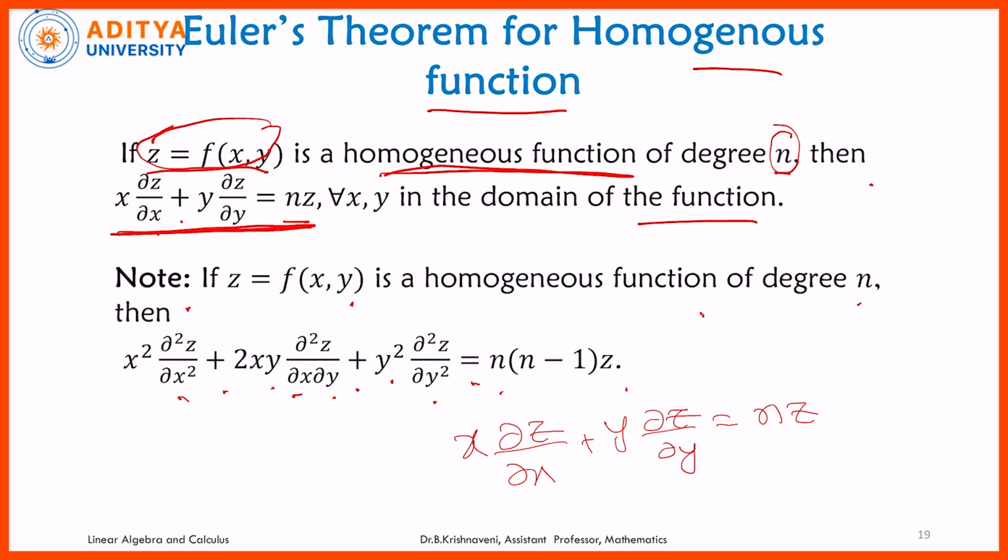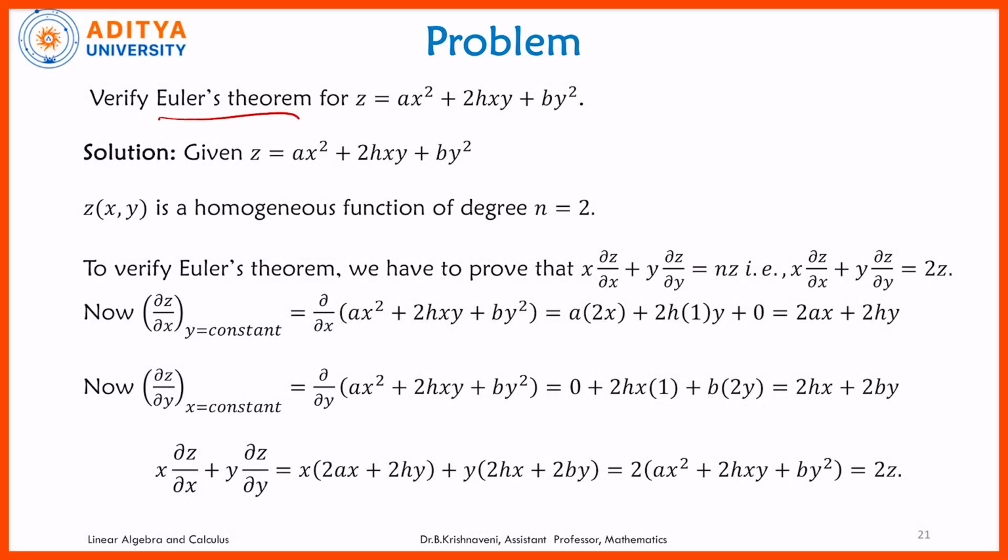Now, the question is about verification. In order to verify Euler's theorem, you have to show that LHS is equal to RHS. Here the function is z, and first we need to verify whether it is homogeneous or not. So, check whether it is homogeneous. If you take kx, ky instead of x, y, you will definitely get that it is a homogeneous function of degree 2.